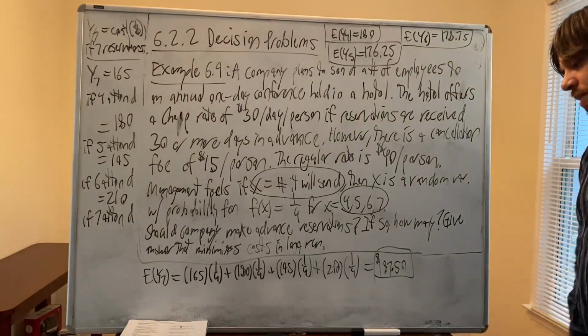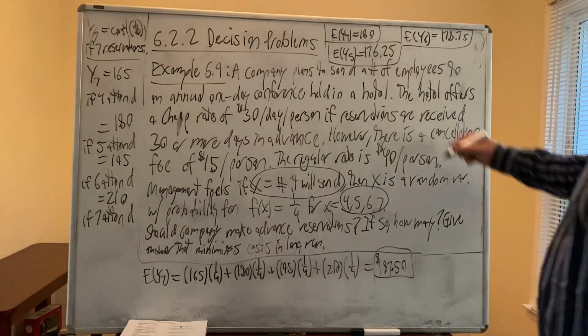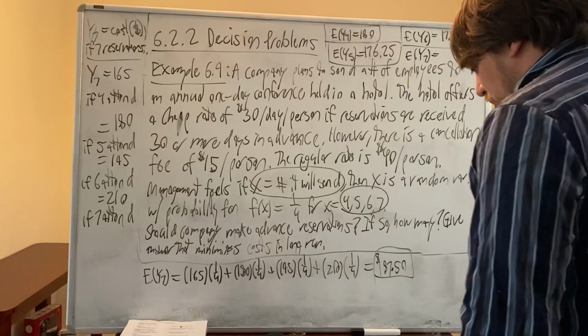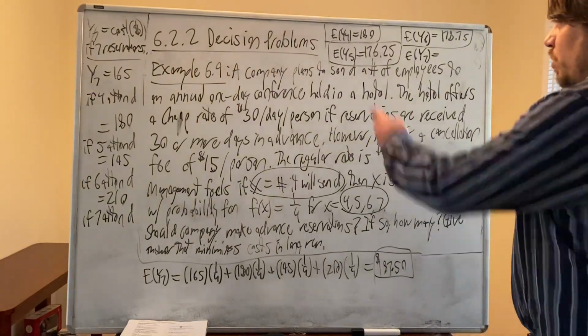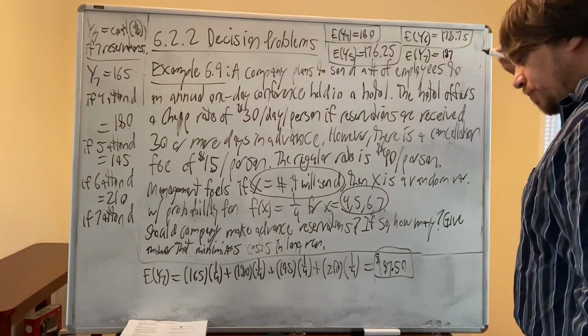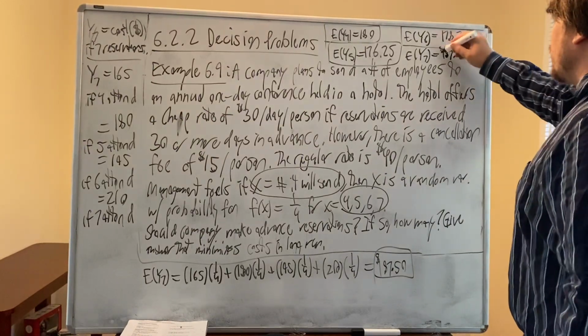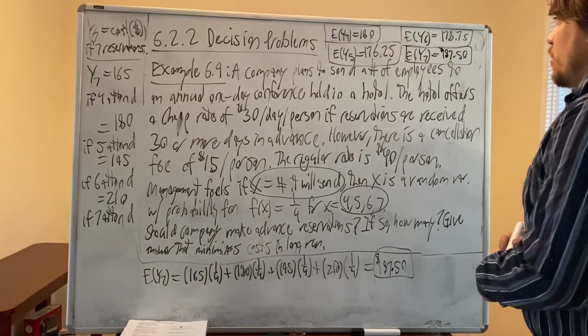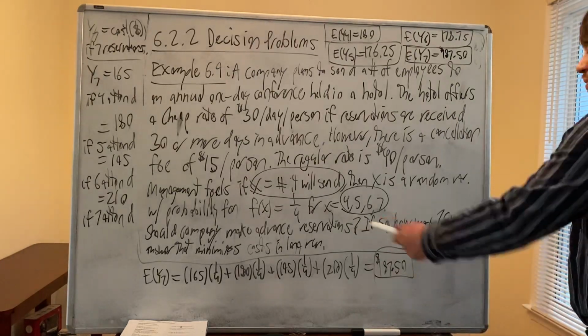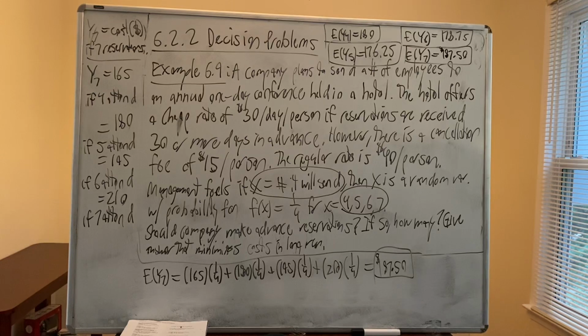Okay, and so now that's the expected value of y sub 7. So that's on average how much it would cost the company if they made 4, 5, 6, or 7 reservations respectively. Okay, so you can see the average cost of that. So the question is, should the company make advance reservations? If so, how many? Give the answer that minimizes the cost in the long run.